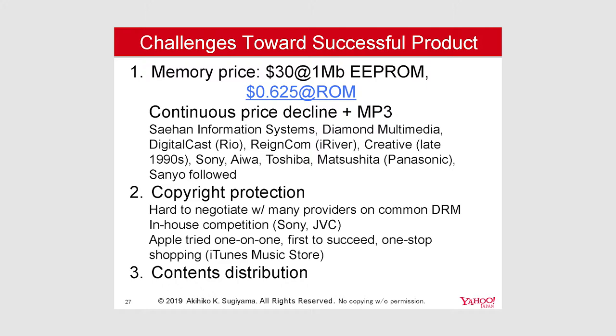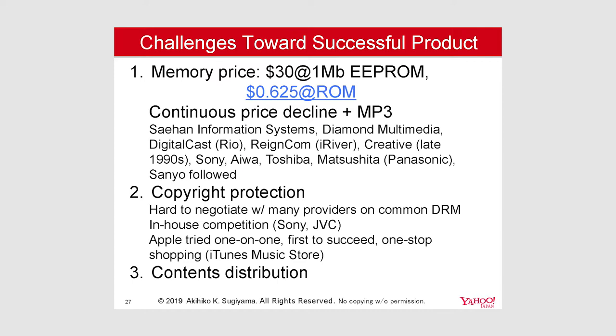So in the late 90s, there were some small companies which put their players in the market, mainly in Korea and Singapore, like Sehan Information Systems, Diamond Multimedia, Digital Cast, Raincom, Creative, and other Japanese consumer product manufacturers like Sony, Aiwa, Toshiba, Matsushita, Panasonic, and Sanyo. They followed these Korean and Singaporean companies.